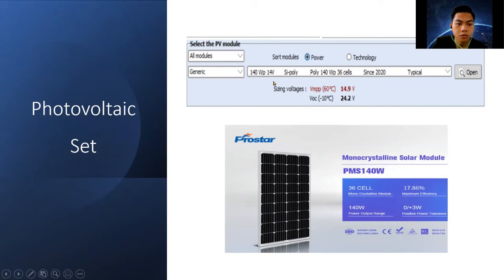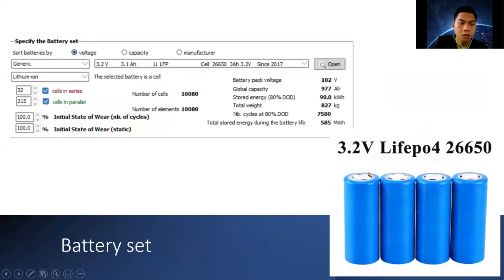So this is the photovoltaic set we use, sold in the market today, which is the monocrystalline solar module PMS 140 watt. Next is the battery set, which is 3.2 volt LiFePO4 26650.